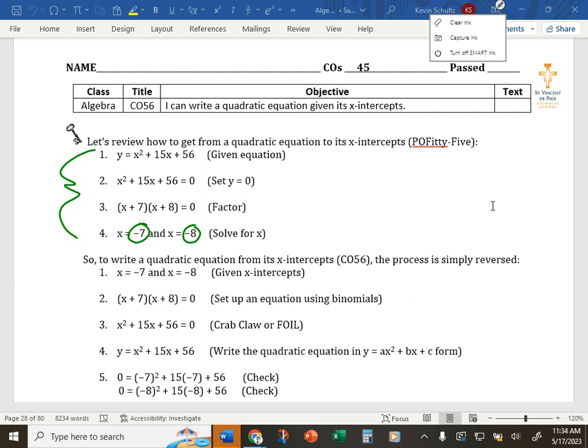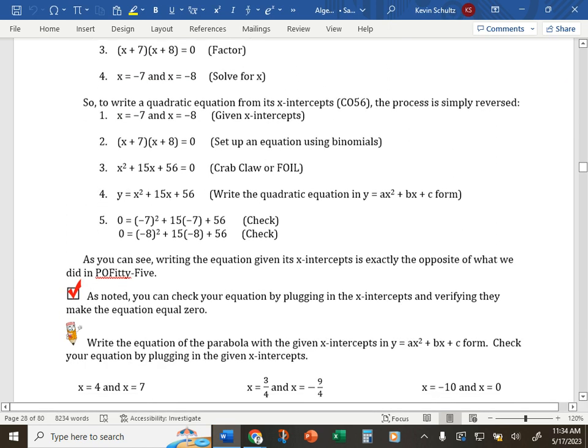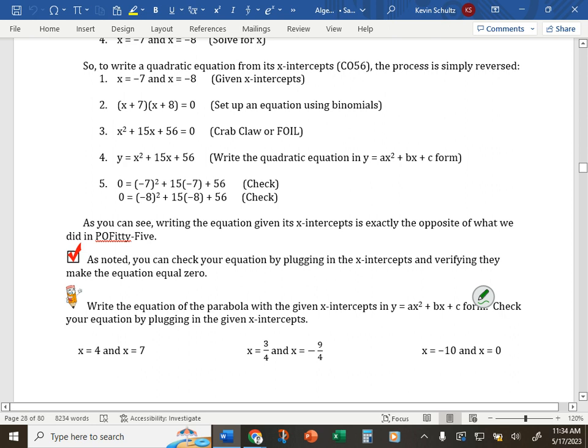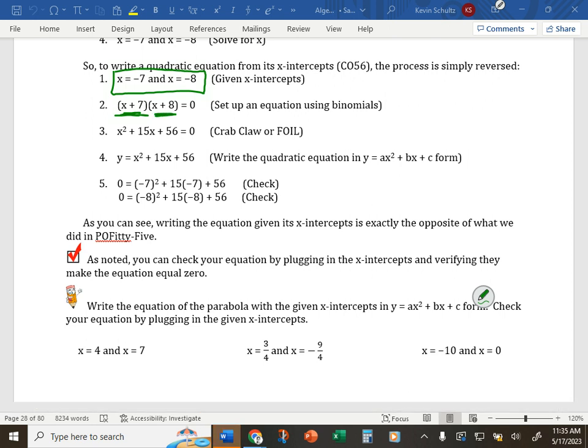In CO56, we're going backwards, like I said. If I give you the x-intercepts, if I tell you that the parabola crosses through the x-axis at negative 7 and negative 8, how you build back to the equation is first, if the x-intercept is negative 7, what does that tell you about the parentheses that that value came from? It means that this negative 7 came from x plus 7. And this negative 8 came from x plus 8. Right? Because these values represent the values that made whatever set of parentheses they came from equal to 0.